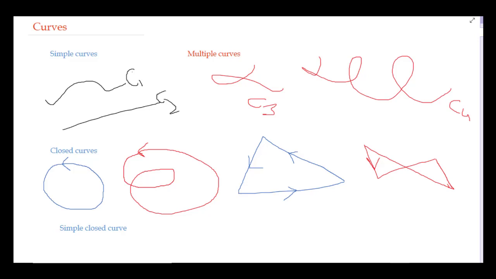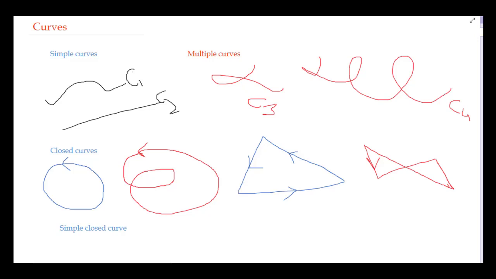Hello, and welcome to this lecture series on complex analysis. In this lecture, we are going to discuss two very important theorems of complex integration. One is Cauchy integral theorem, and another one is Cauchy integral formula. These are very important tools in complex analysis, or we can say in complex integration.